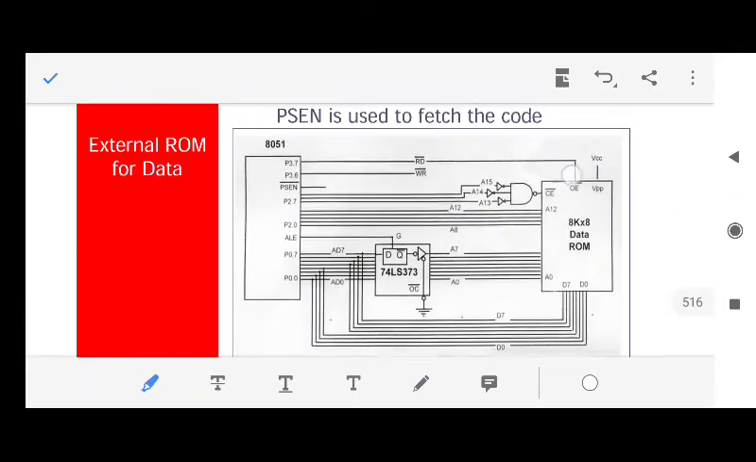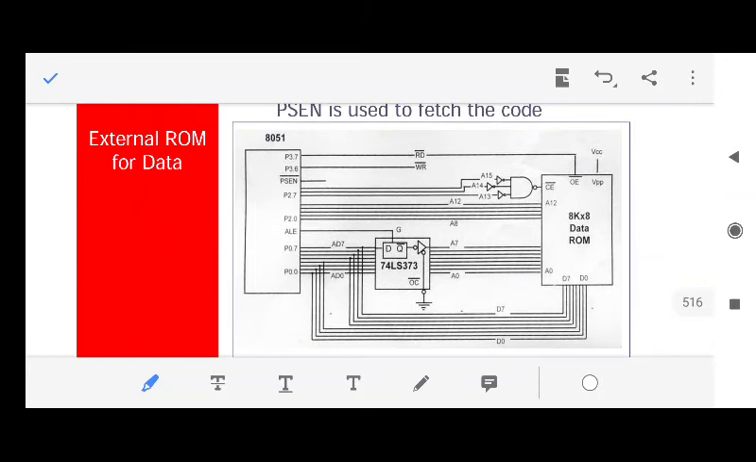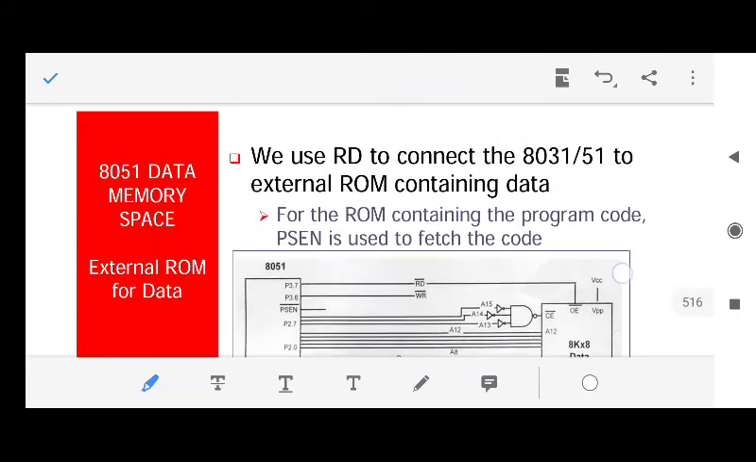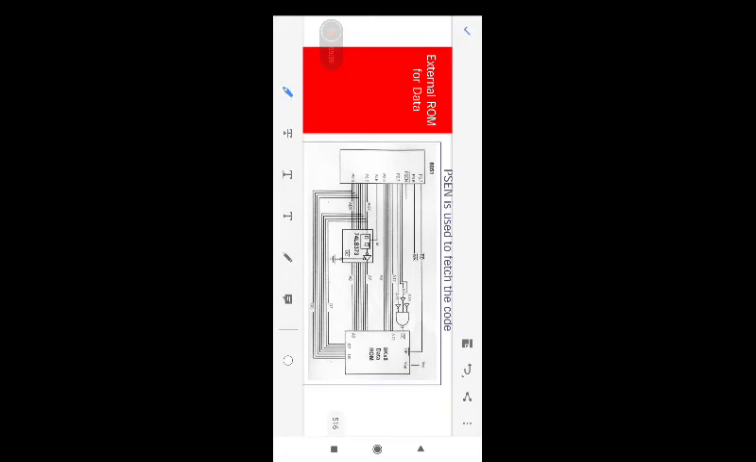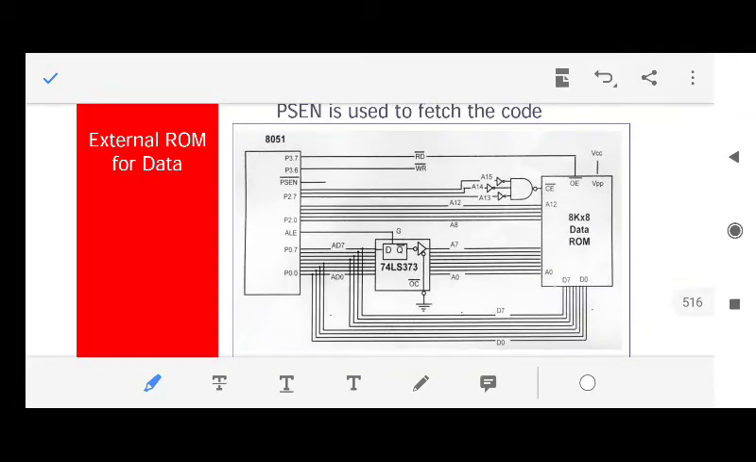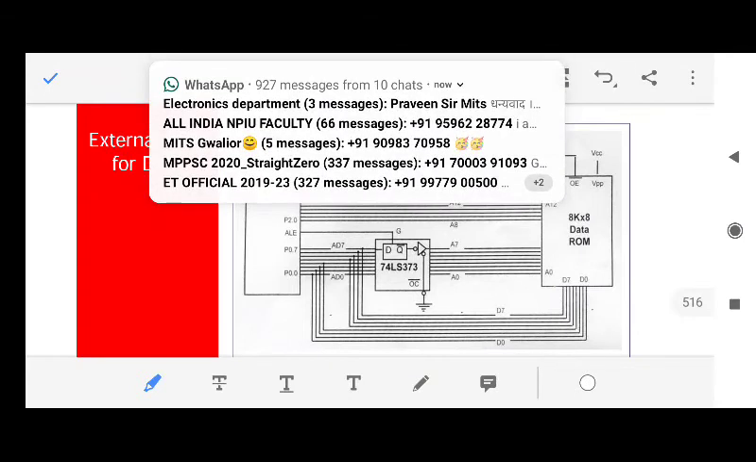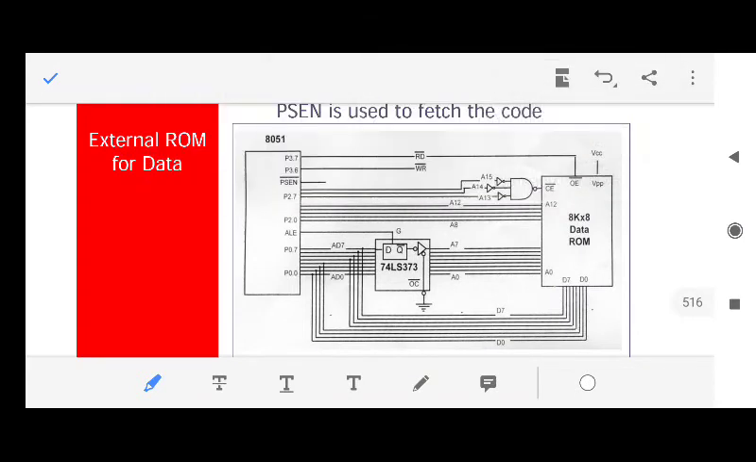Now let us move forward to our main questions. These are the questions which would be asked in your exams. This is an important thing. Now we come to data ROM or RAM. Fine. Data ROM or RAM, where we are not saving the instructions or the code, we are saving the data.